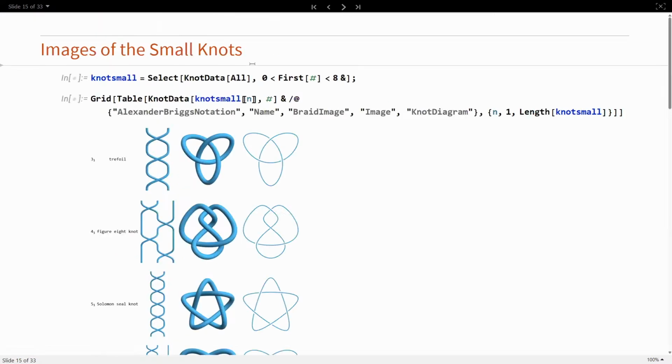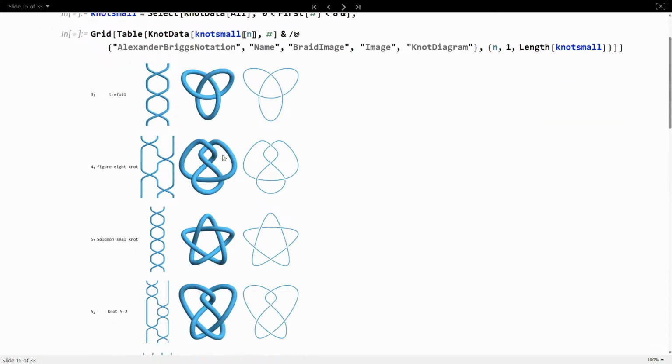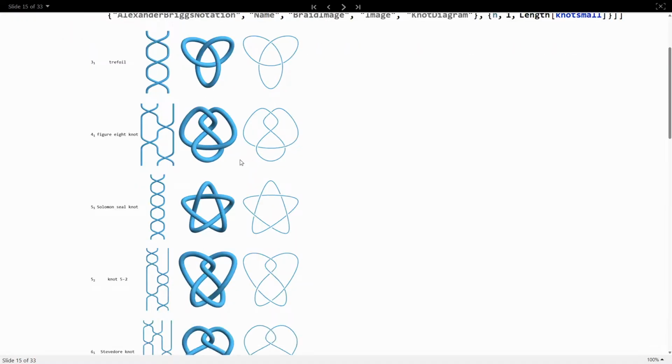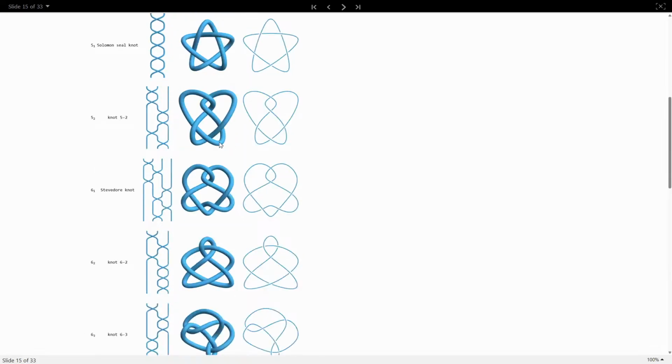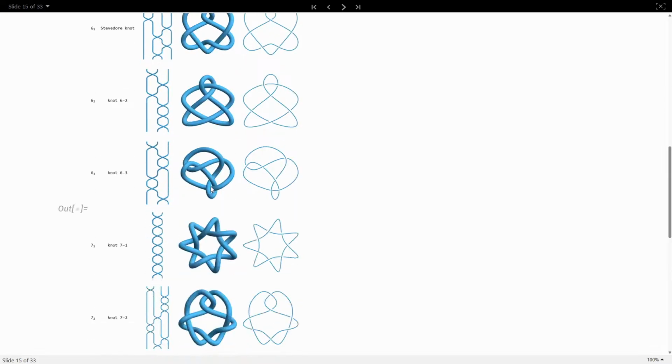So first, may as well look at some pictures of knots. Here's the overhand or trefoil knot and the figure 8 knot. And that's usually where people stop as far as knowledge about knots. This one is the Solomon seal knot and the stevedore's knot here. And most of these others, in terms of mathematical terms, don't have names.